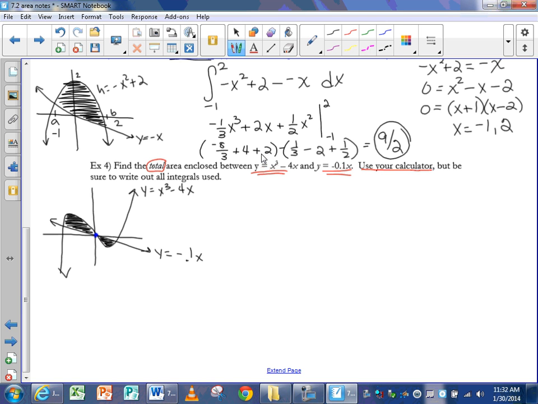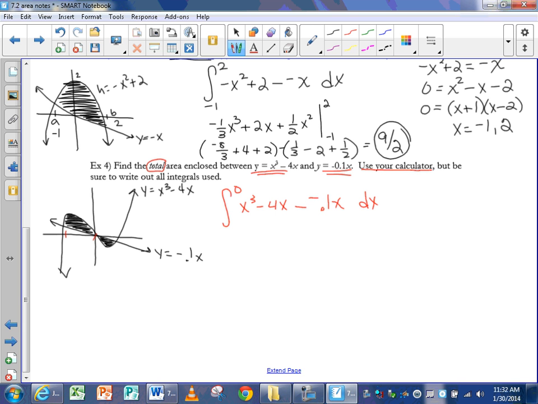So I'm going to start writing out integrals here. I have the integral from whatever this value is, I don't know what, down to the origin. So from something to 0 of the cubic minus the line. So the cubic minus the line.